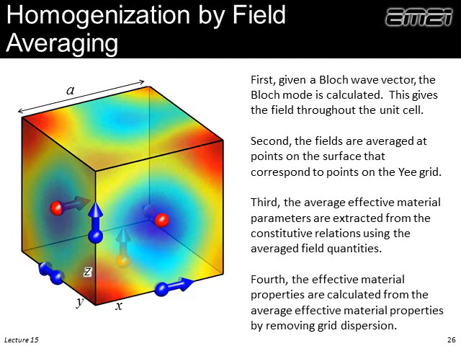So here's the process. Through simulation, we will build a unit cell in memory, and we will use periodic boundaries around the outside, so it's an infinitely periodic structure. And we calculate that zero order mode. We calculate the Bloch mode, and we know we want to calculate the field everywhere throughout that unit cell. So that's the first step. We give it a Bloch wave vector, and we calculate the Bloch mode. The second thing we'll do is we will average the fields on the outside of this unit cell.